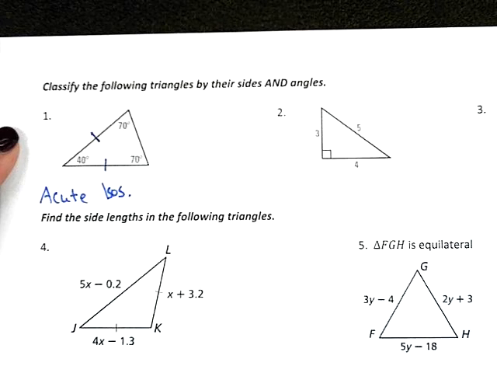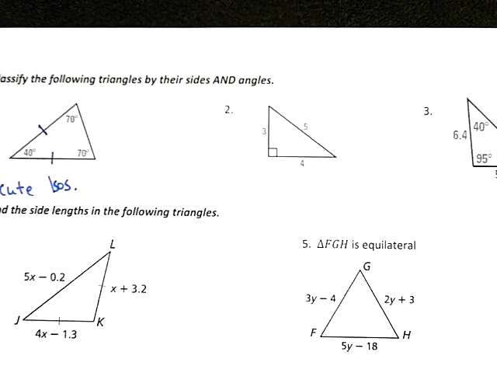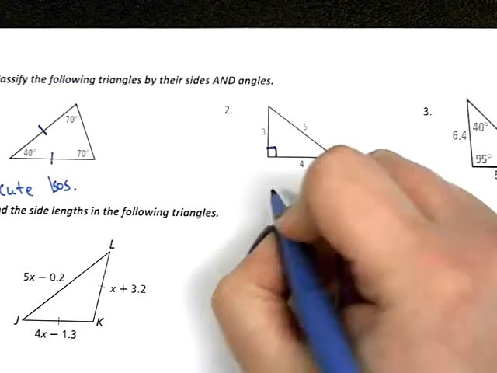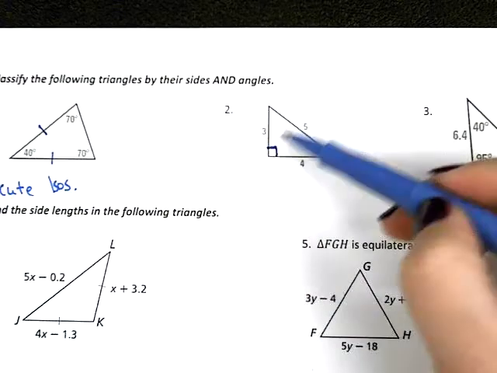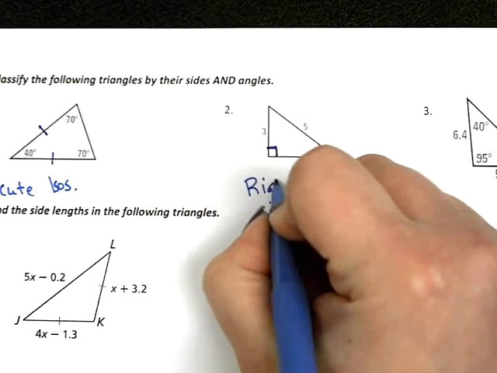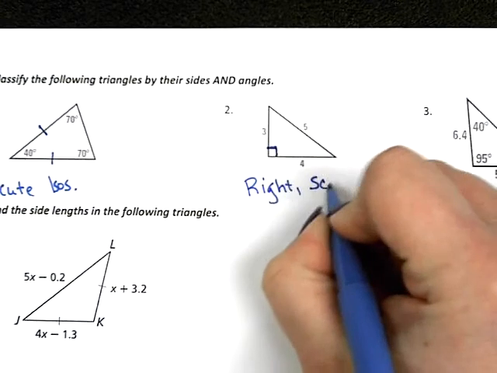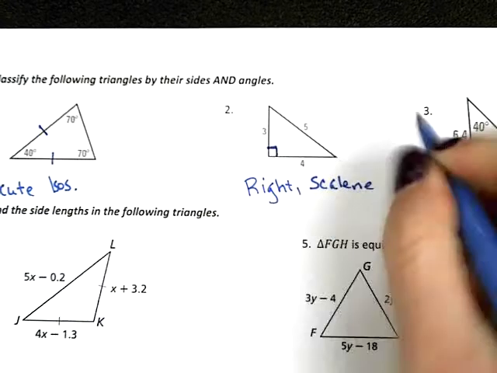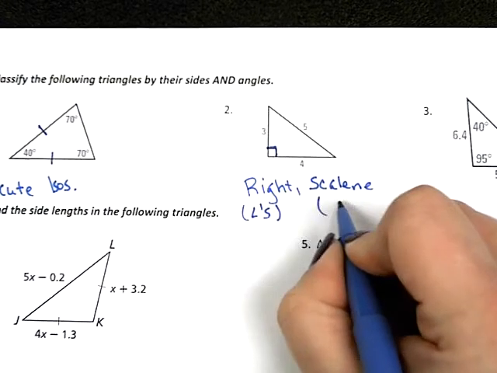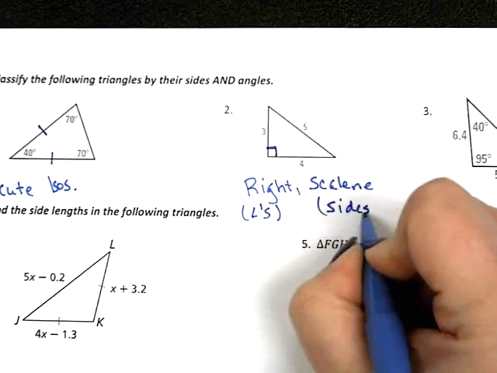Okay. Number 2, the first thing that I happen to see right there, I see a right angle. So automatically I know it's right, and all 3 sides are different, so this is right and scalene. So right classifies it by its angles, and scalene classifies it by its sides.